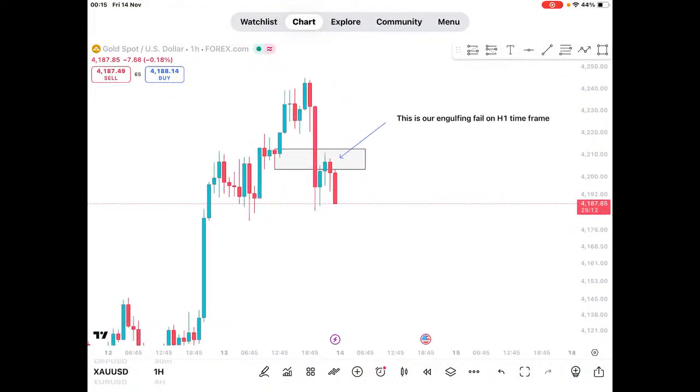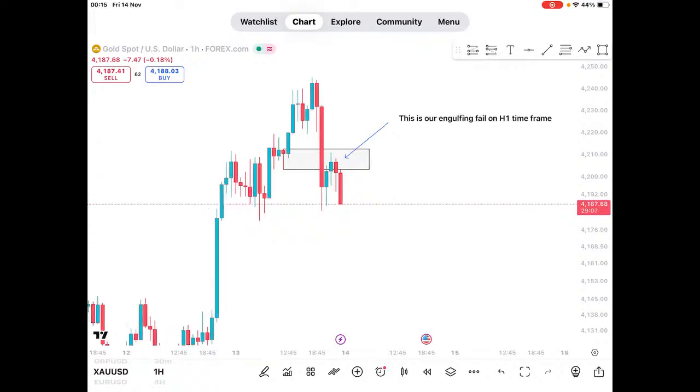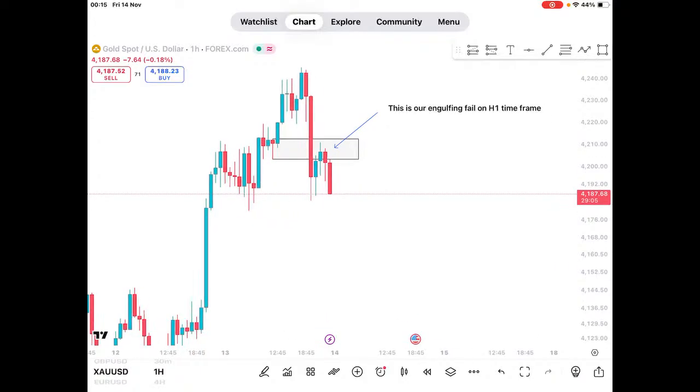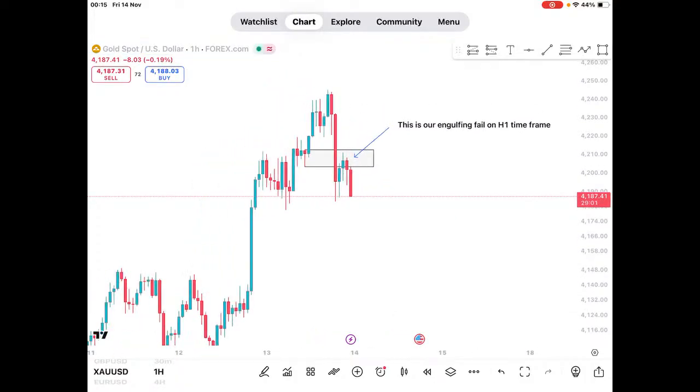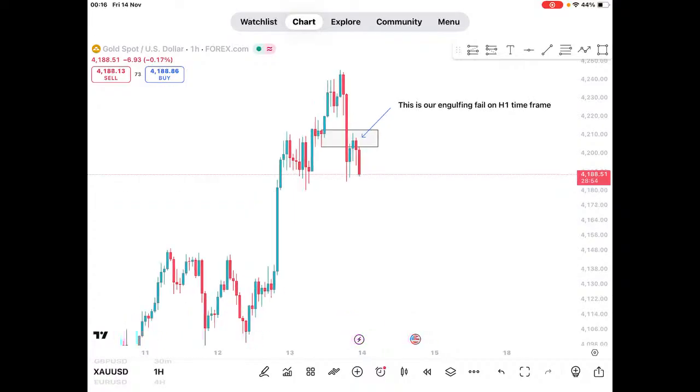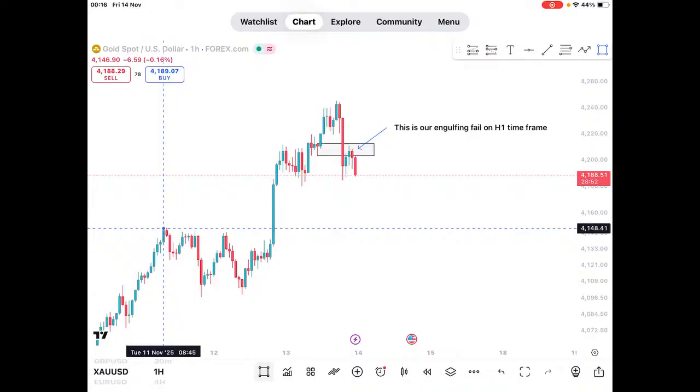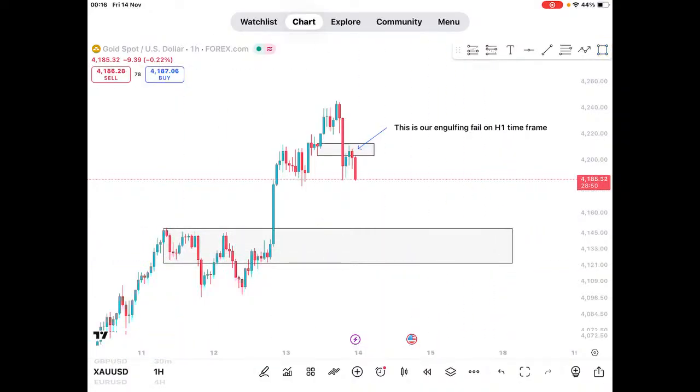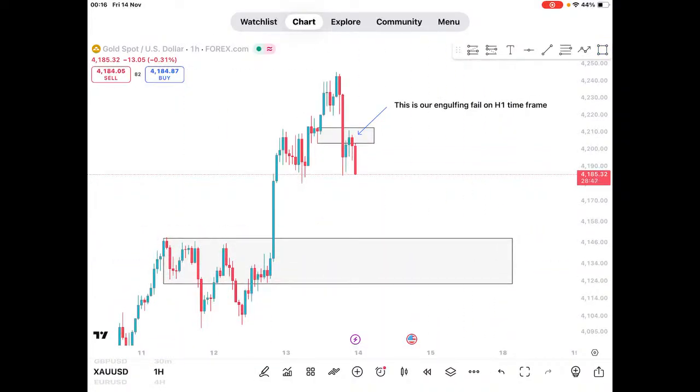So gold has given a decent downward movement from this engulfing fail zone from 1 hour supply. So let's keep on holding this trade and let it run up to wherever it goes. Let's do it, brothers. I'm targeting in this area. Oh my god, this is the follow that I wanted.